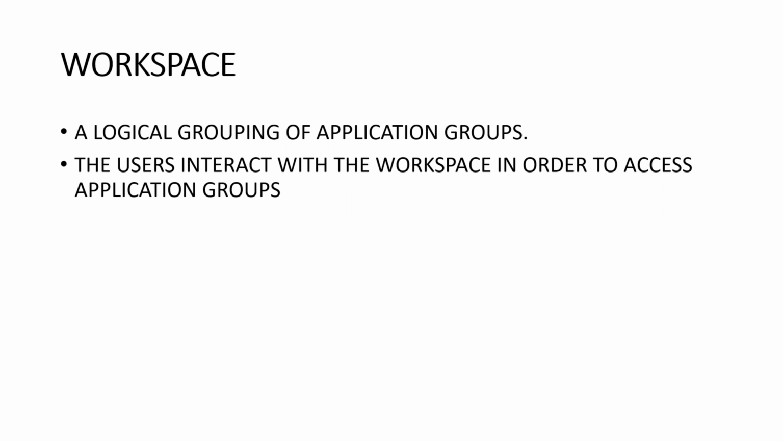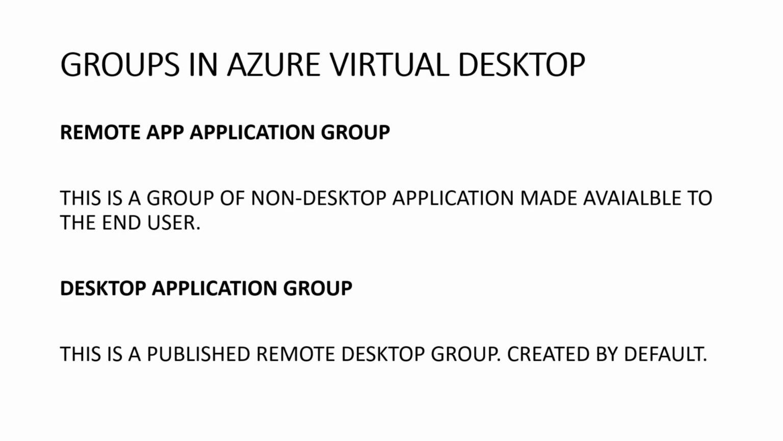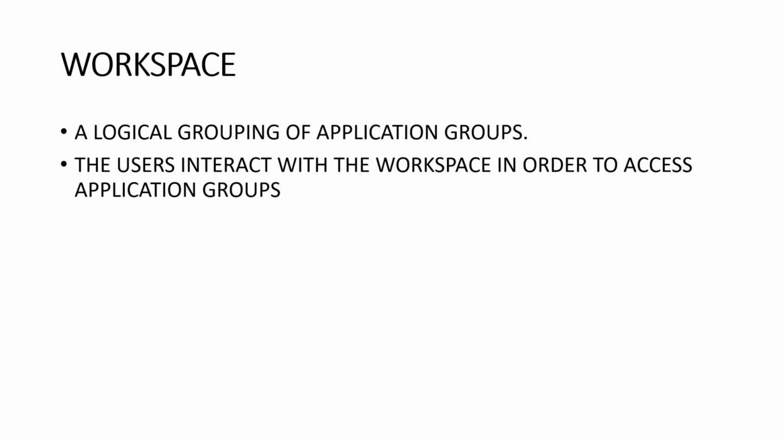The next is Workspace. A workspace is a logical grouping of application groups. If I go back to my previous slide where I had the remote app application group and the desktop application group, these groups need to be a part of a workspace. So it's nothing but a logical grouping of application groups. The users interact with that workspace in order to access the application groups. The users that will be accessing the session host won't interact directly with the application groups. We need to add those application groups in a workspace, and the user will connect to the workspace in order to access the application groups, and in turn the applications that are part of those application groups.